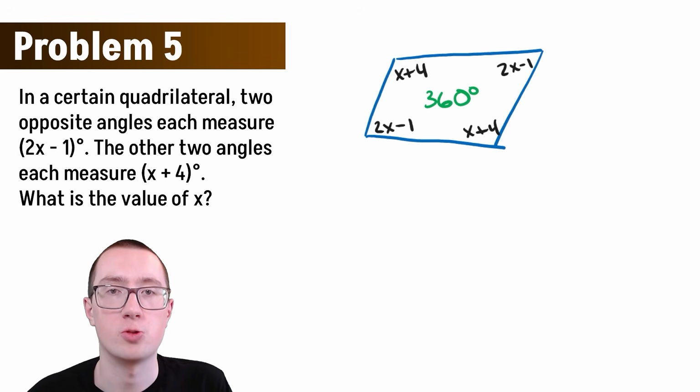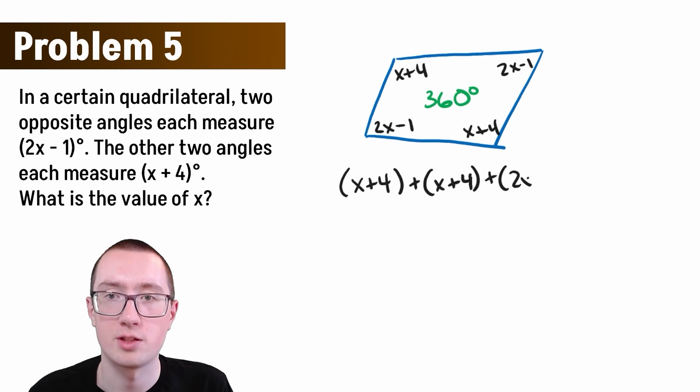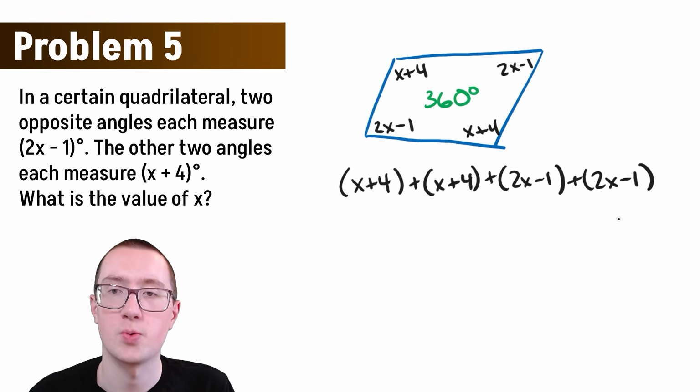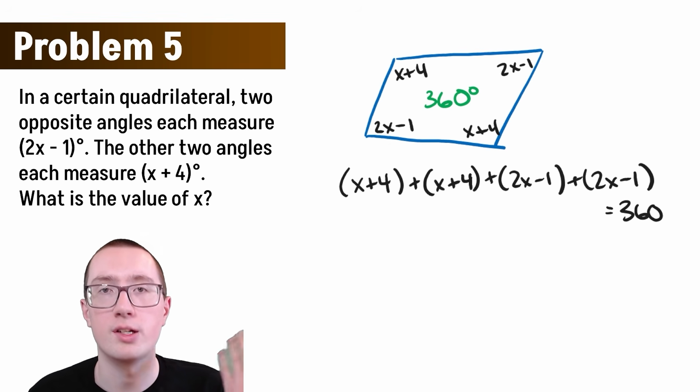So why don't we actually just write that as an algebra problem? We can just add all four of these angles up, and we can just do x plus 4 plus x plus 4 plus 2x minus 1 plus 2x minus 1. And I'm running out of room here, but this is all going to equal 360. So now let's just go ahead and solve for x.